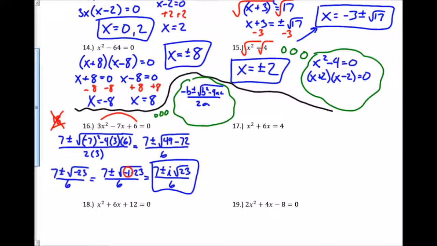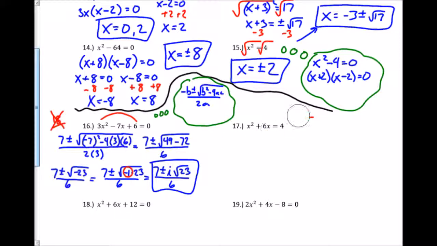For number 17, the first thing that I might do is subtract the 4 from each side. And that's going to give me an x squared plus 6x minus 4 equals 0. And I do that just to see if I can factor. I build a bridge, two numbers that multiply to a negative 4 but add to a positive 6. And it's not going to happen. All right. So really, I subtracted that 4 for no reason.